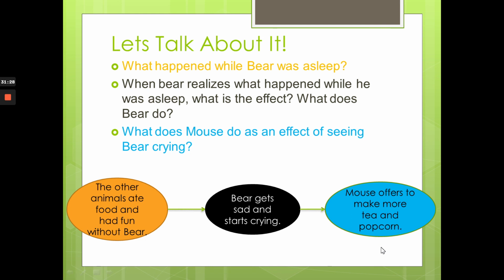So cause and effect is very, very important because it helps us understand what's happening in the story and how the story is moving along.